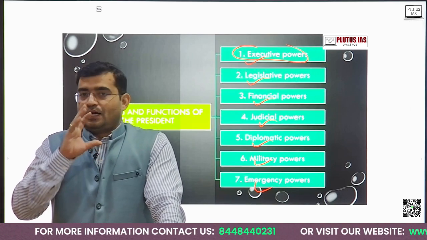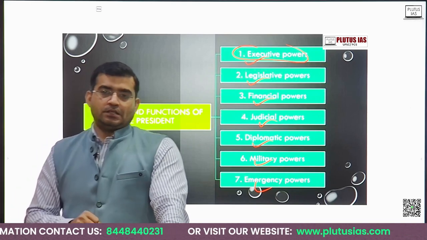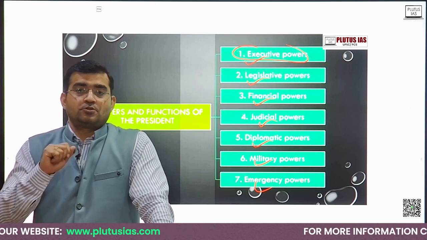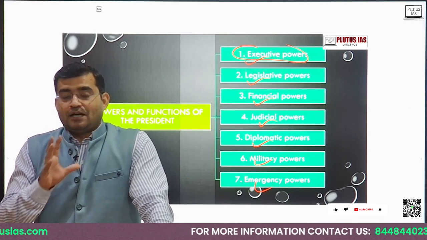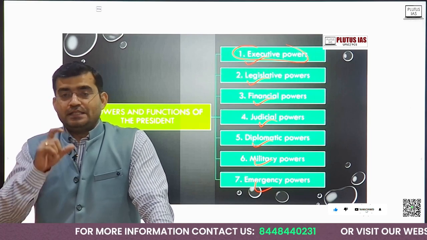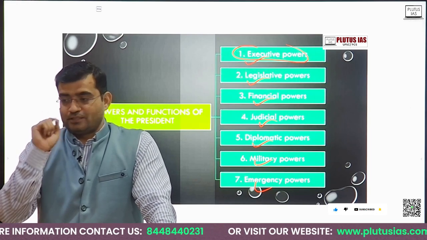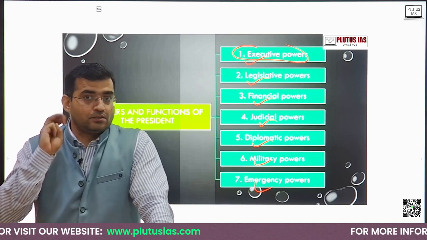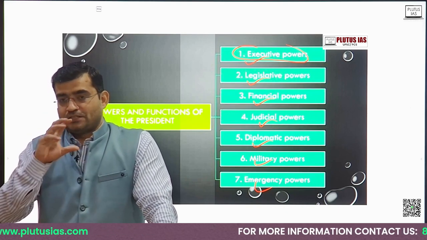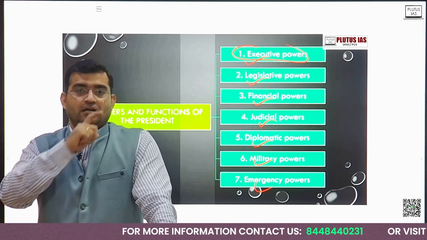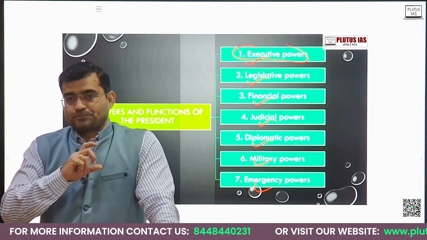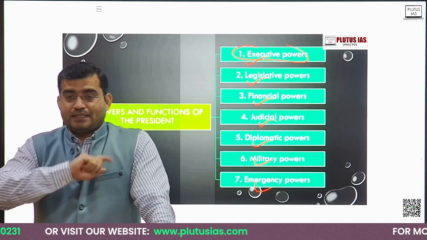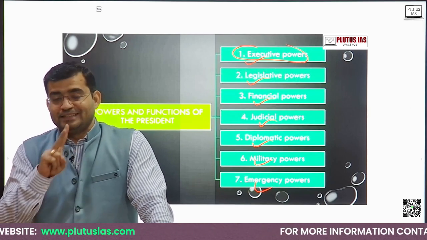So keep in mind, the president is considered an indispensable part of parliament, meaning that when our parliament is referred to, it refers to three bodies: the Lok Sabha, the lower house, the Rajya Sabha, the upper house, and the third one is our president. So the president is considered an integral part of our parliament. And here, the president determines the structure as well as the function of the legislature.